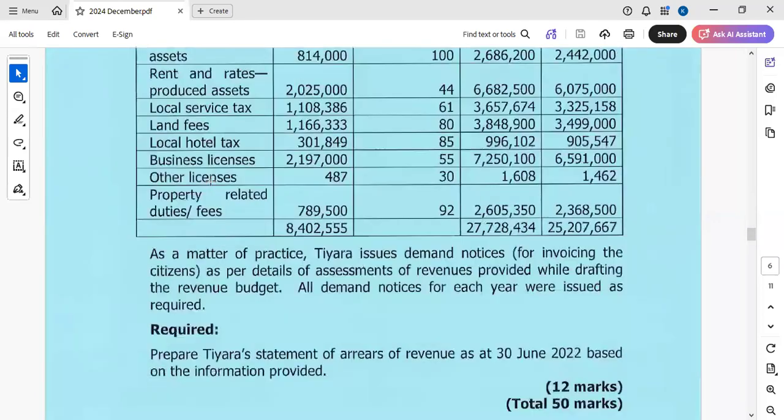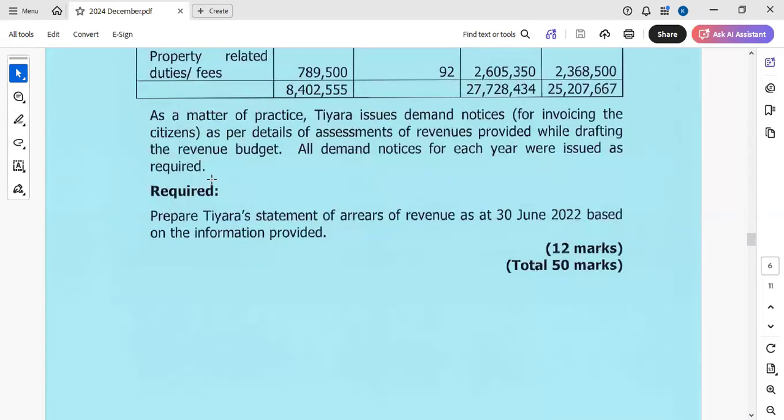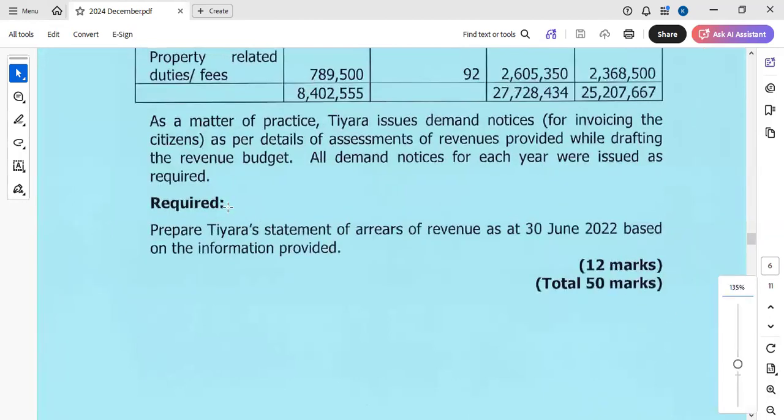It has how many marks? It's budget information. Okay, so 12 marks. It has 12 marks. We are told to prepare Tayara's statement of areas of revenue as at 30th June 2022, based on the information provided above.